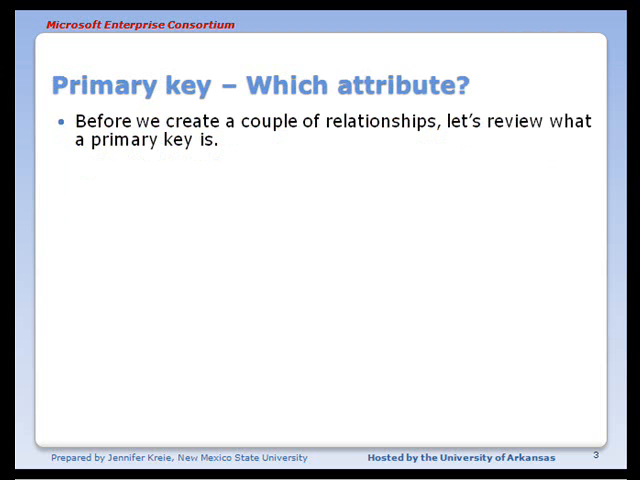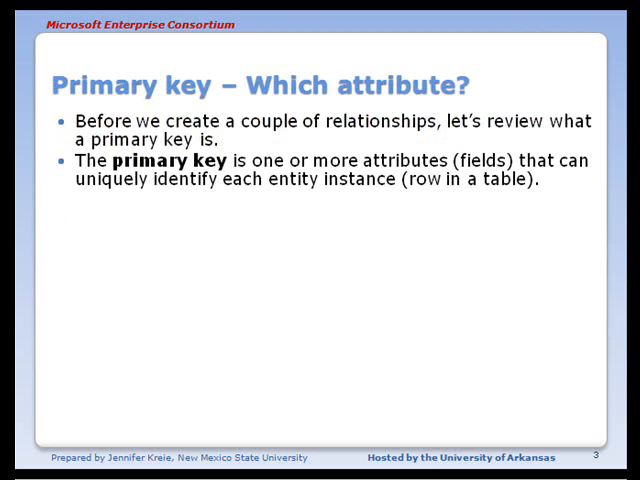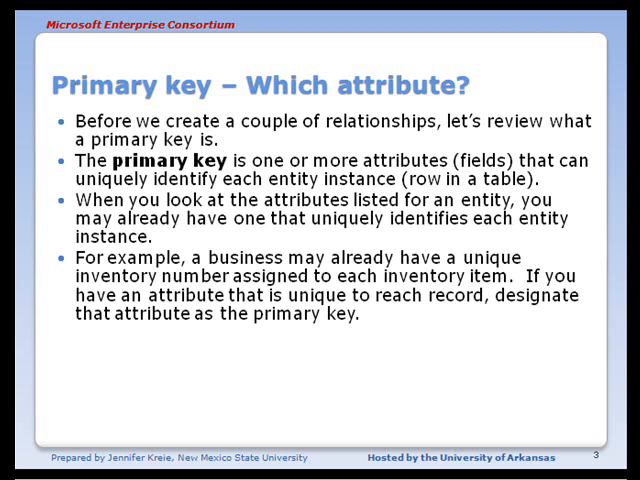Before we look at implementing the relationships, let's review what a primary key is. The primary key is one or more attributes that can uniquely identify each entity instance, or each row in a table in the database. When you look at the attributes for an entity, you may already have one that would serve as an identifier that uniquely identifies each entity instance. You might have a business that has already assigned unique inventory numbers to each inventory item. If you have that kind of an attribute, then designate it as the identifier in the data model and as the primary key in the database.